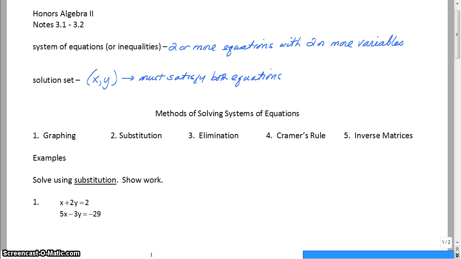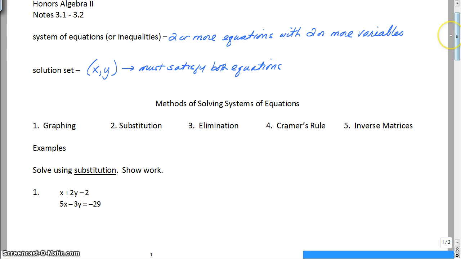Most commonly x's and y's, but you guys will be doing x, y's, and z's, any variables possible. The solution set should be written as an ordered pair, or when we get to x, y, z, ordered triples. And it must satisfy both equations, or once we get to x, y, z, it must satisfy all three equations for it to be true. Now, during this class, we are going to learn how to solve systems 5 ways: graphing, substitution, elimination, Cramer's rule, and inverse matrices. In today's lesson, we are only going to talk about the first 3. We will get to the last 2 some other time.